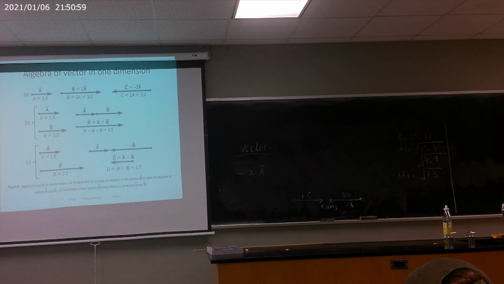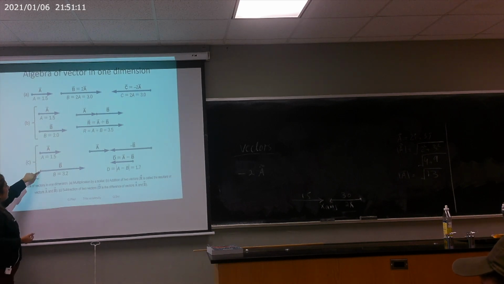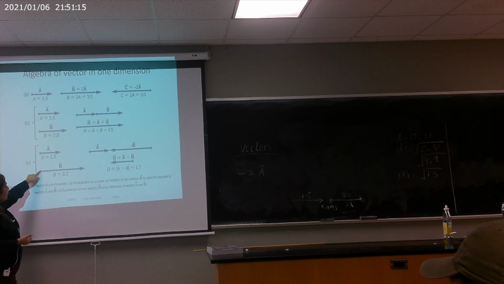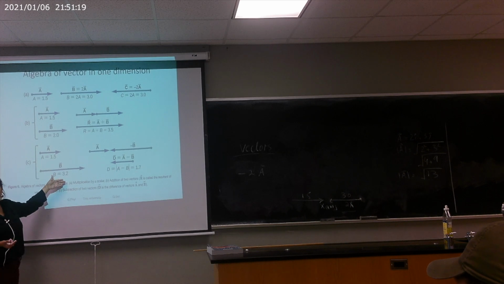And on the B, if there are two vectors in the same direction, they just add up. Their magnitude just adds up, and the direction remains the same. Here, if you have A and B vectors in the same direction and you are doing A plus B, that is going to be very convenient. It's going to be 4.7 in the same direction, positive x-axis.